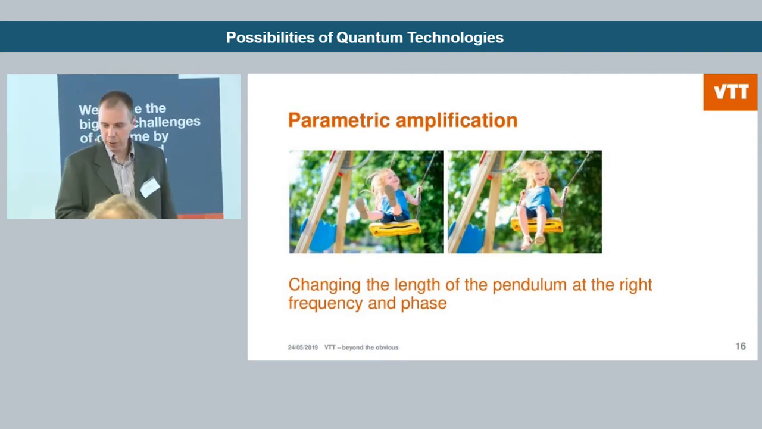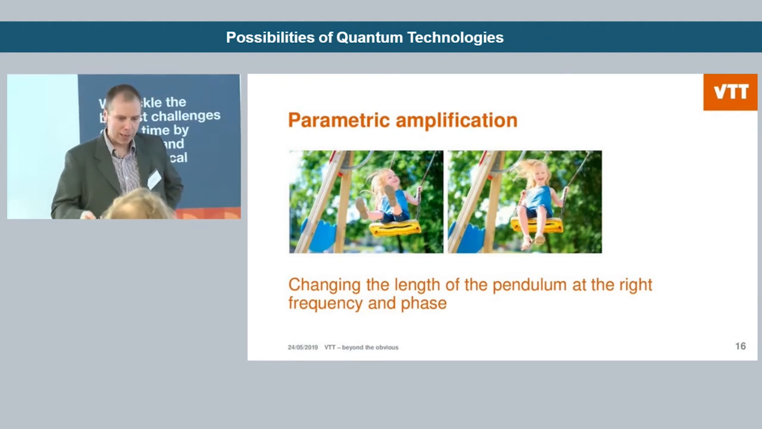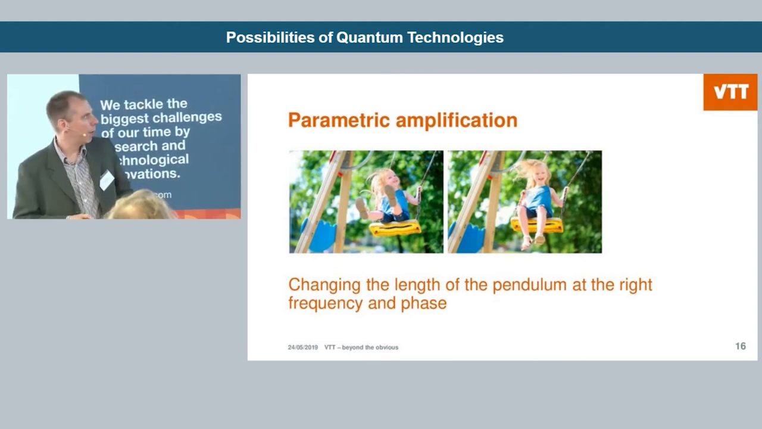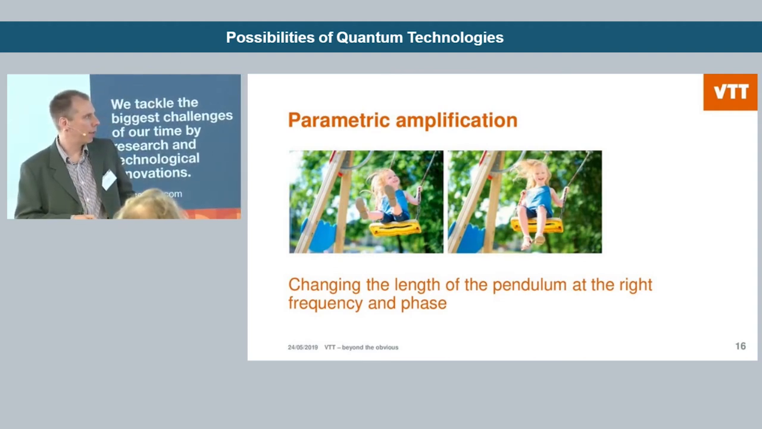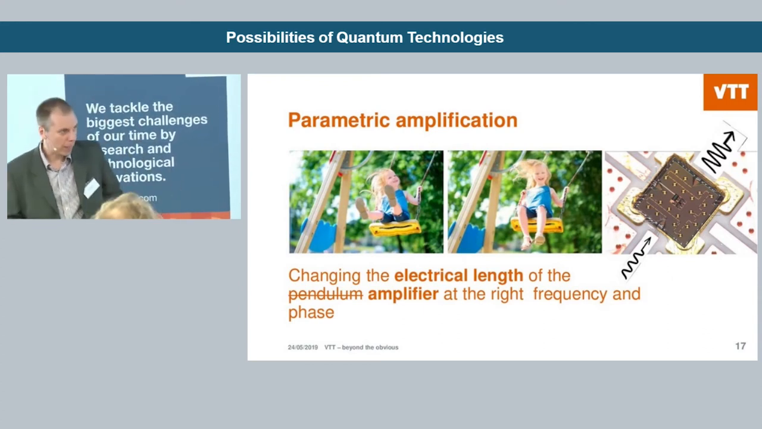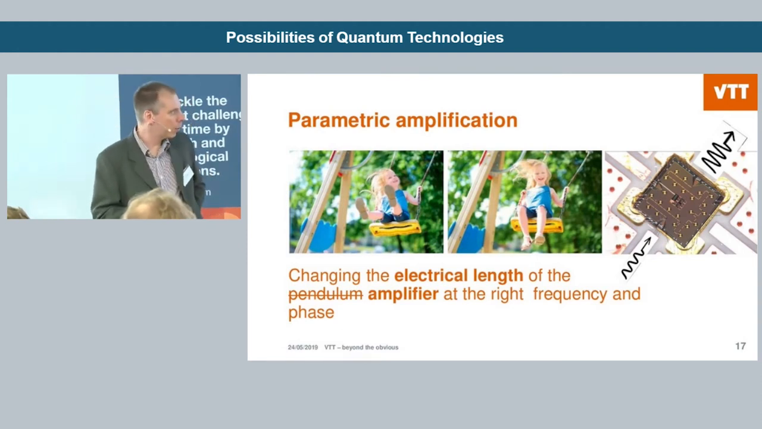Okay, then I'm talking a little bit about physics. One topic where we are quite active here is, as I said, reading out the microwave signals from the qubits. Parametric amplification is, for example, changing the length of the pendulum at the right frequency and phase. And there we have an implementation of a parametric amplifier. But we don't use that directly, but use this so-called microwave parametric amplifier.